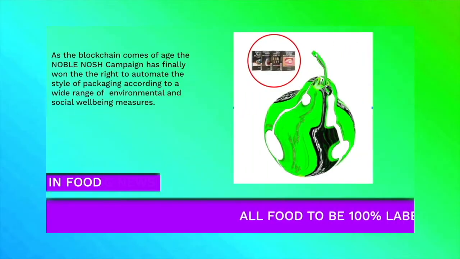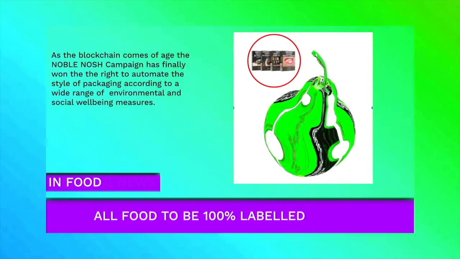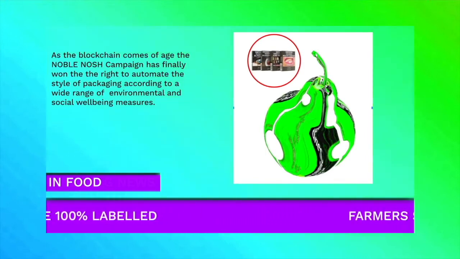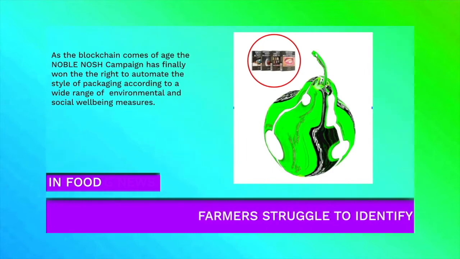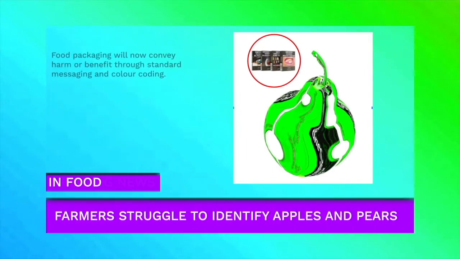Welcome to 2030 in food. The automation of food packaging design means that we can immediately see the environmental and social impact of different products. Food will now display the same kinds of hazard warnings that we are so used to seeing on cigarette packaging.